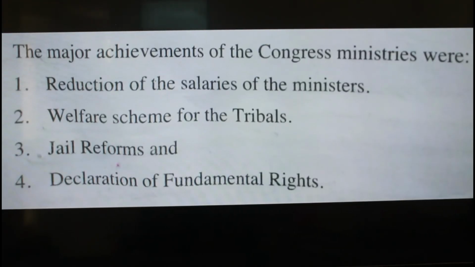Now let us look into the major achievements of the Congress ministries. They were reduction of the salaries of the ministers, welfare schemes for the tribals, jail reforms, and declaration of fundamental rights.